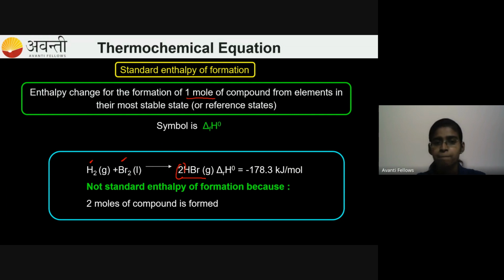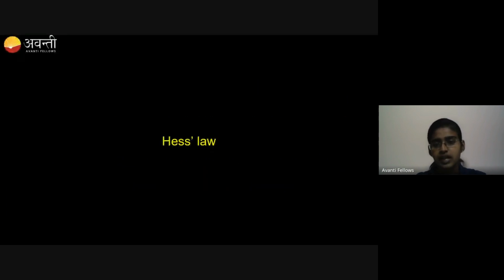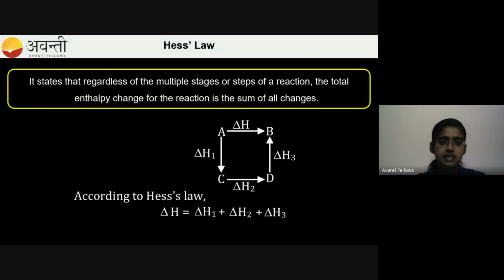Okay. Yes, coming to the next topic, Hess law. It states that regardless of the multiple stages or steps of a reaction, the total enthalpy change for the reaction is the sum of all the changes. So we have A giving B, and the enthalpy change accompanying that reaction is delta H. And we can go from A to B in many steps also. If I add all these steps, it will be equal to delta H. Delta H is equal to delta H1 plus delta H2 plus delta H3. So this is Hess law. Got it?